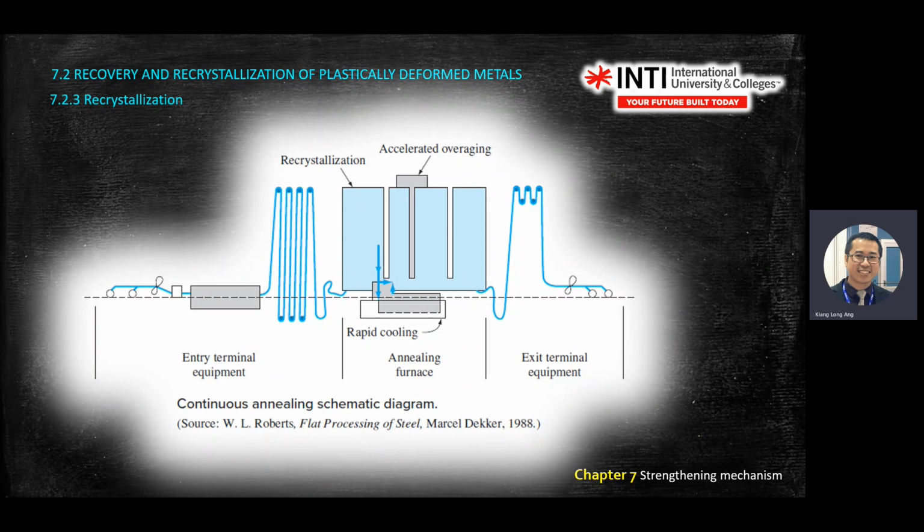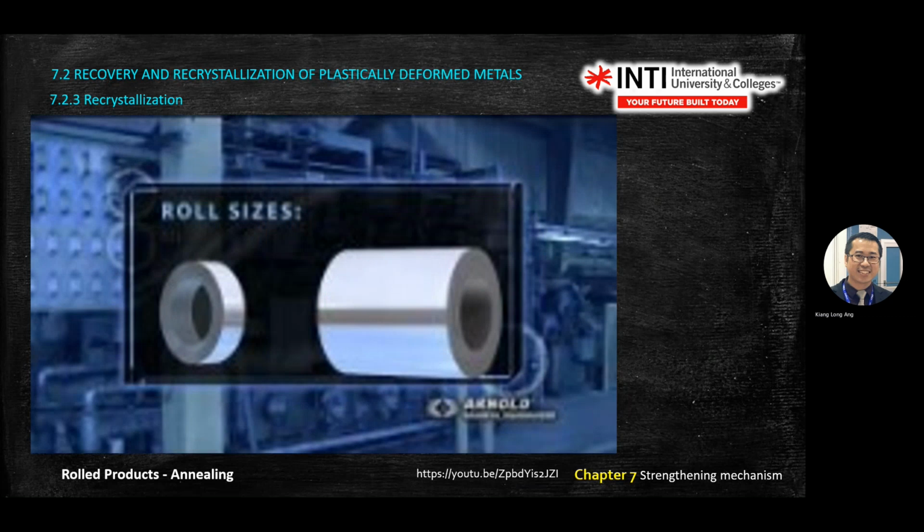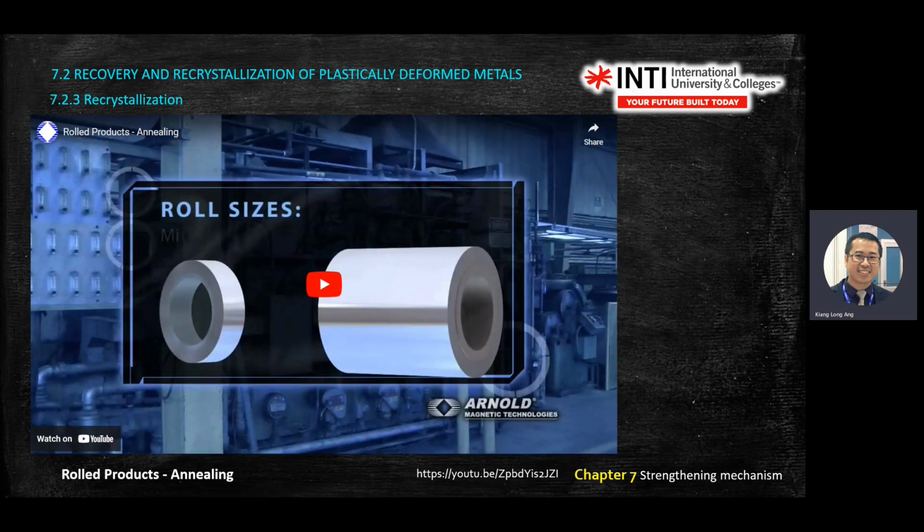So this is the industry process of continuous heating or annealing, schematic diagram. As you can see, the product goes from left to right. So you will go here, go up and down, and then inside here there's a heating temperature, right, and come out. Okay, let's watch this video.